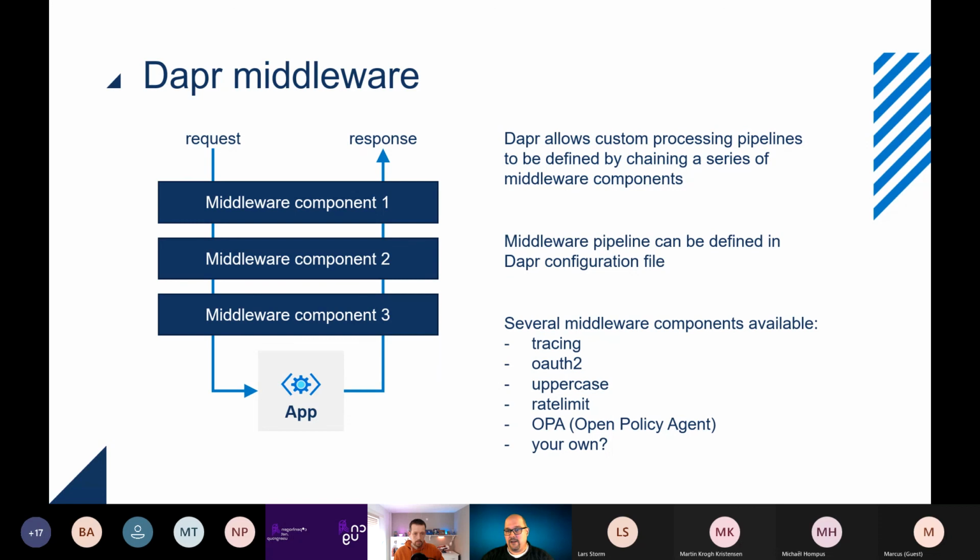So you define that in the Dapr configuration file, and there are several middleware components available, like tracing. This is the one that's being used for basically publishing telemetry about all the traffic that goes through the sidecars, but also OAuth, which is very important when you look at security scenarios. There's a test middleware called uppercase, which will uppercase all the content to see whether or not this works. And then there's also the rate limit one, and I'm going to show that a little bit more in a minute. There is an Open Policy Agent component that you can use to define policies on the traffic, and you can build your own. So this is a pretty versatile setup, and you can add your own middleware to the pipeline.